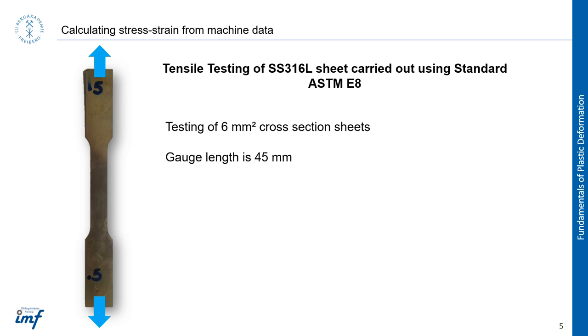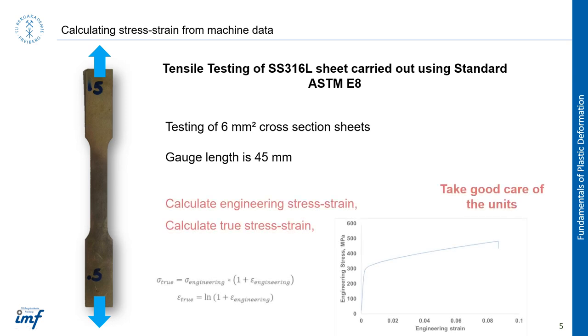So the very basic thing which we did last time was calculate engineering stress strain, and then initially plot force displacement curves, clean up the data, and then calculate engineering stress strains, and then post-process the data. So we got a curve something like this now. And then the next step was to calculate true stress strain.